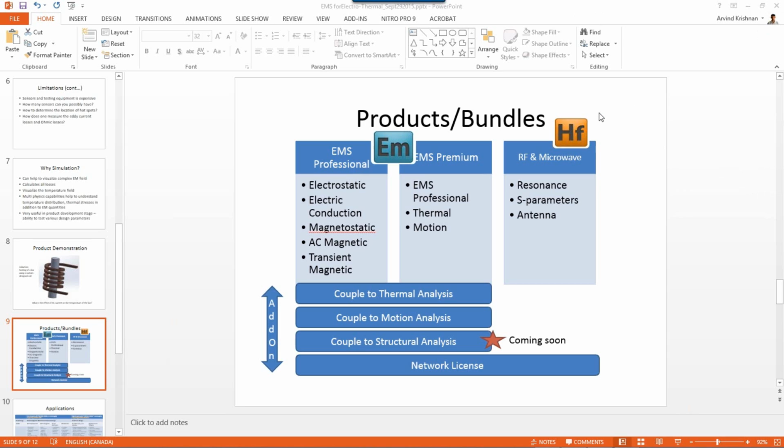Other things that you can do as far as add-on modules is you can add on a motion analysis module. Pretty soon, coming out this year yet, we're going to have a structural analysis solver to couple that to the electromagnetic. And then also we have a network license capability if you'd like to add that on. The other bundle of EMS that we have is called EMS Premium. And this is a package that just adds the thermal and the motion to it. And there's a better price point for getting it all at one time.